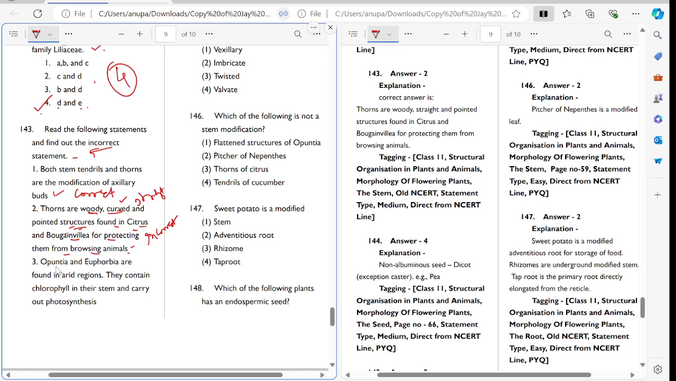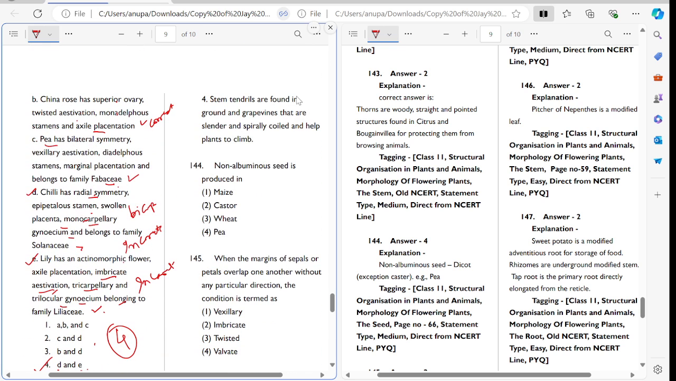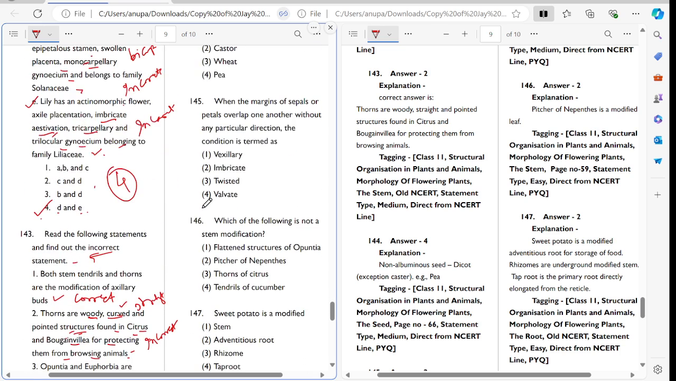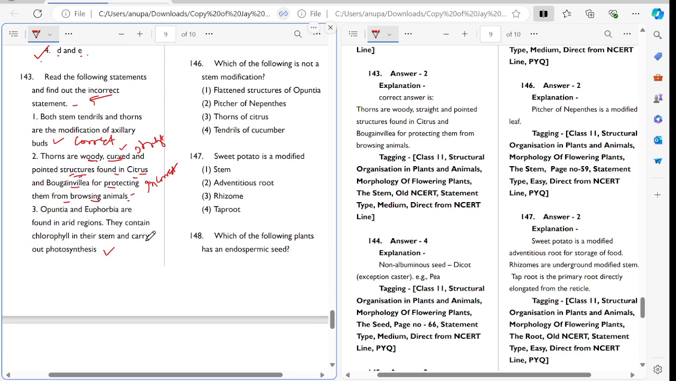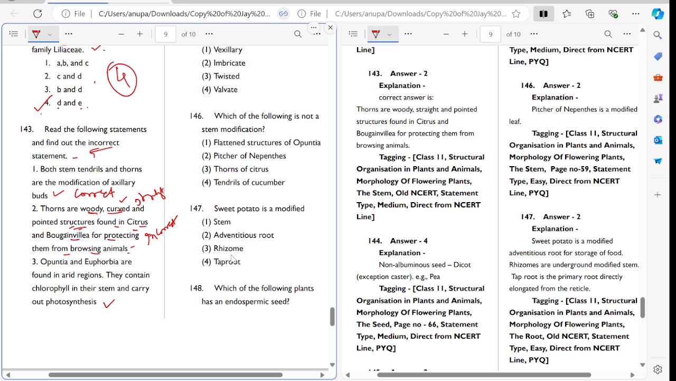The third option is opuntia and euphorbia are found in arid regions. Yes, they contain chlorophyll in their stem and carry out photosynthesis. This is also correct. And the fourth option says that stem tendrils are found in ground and grapevines that are slender and spirally coiled and help plants to climb. This is also correct. So the incorrect statement will be statement 2. So the answer for this question will be option number 2.